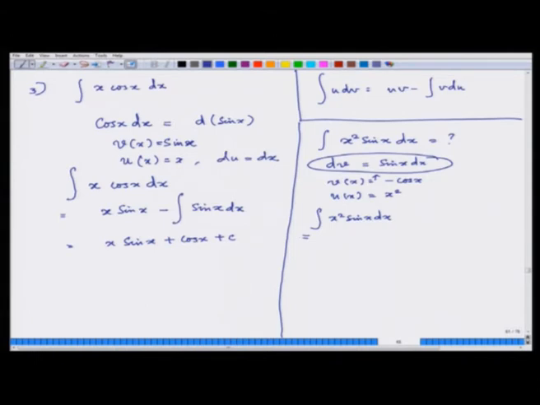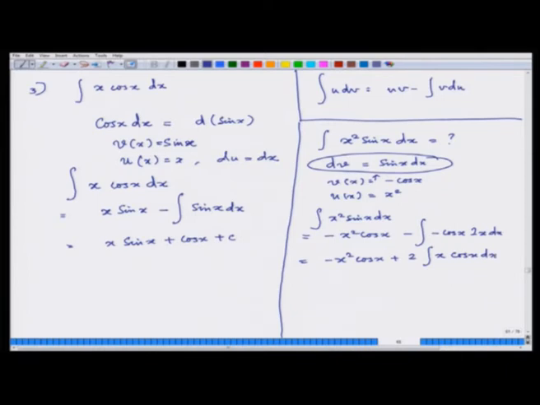Now, it is u and v. So it is minus x square cos x minus integral v du. Your v is again minus cos x, and du is 2x dx. So it will become minus x square cos x, minus minus comes out, 2 comes out. So it is plus 2 integral x cos x dx.